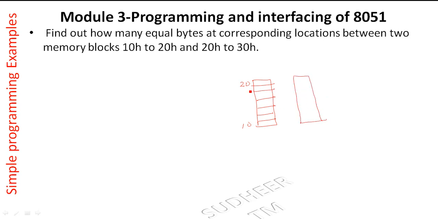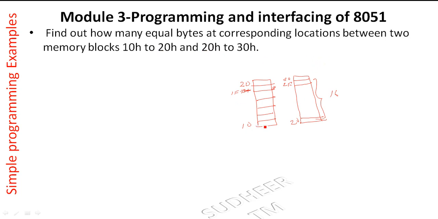So up to 1F only, our data. Okay, then 20 to 2F. So 20 to 2F is actually 16 locations. 10 to what is this? 1F. This is 1F. 10 to 1F is actually 16 memory locations. 20 to 2F also 16 memory locations. Okay, so how many equal bytes at the corresponding locations?